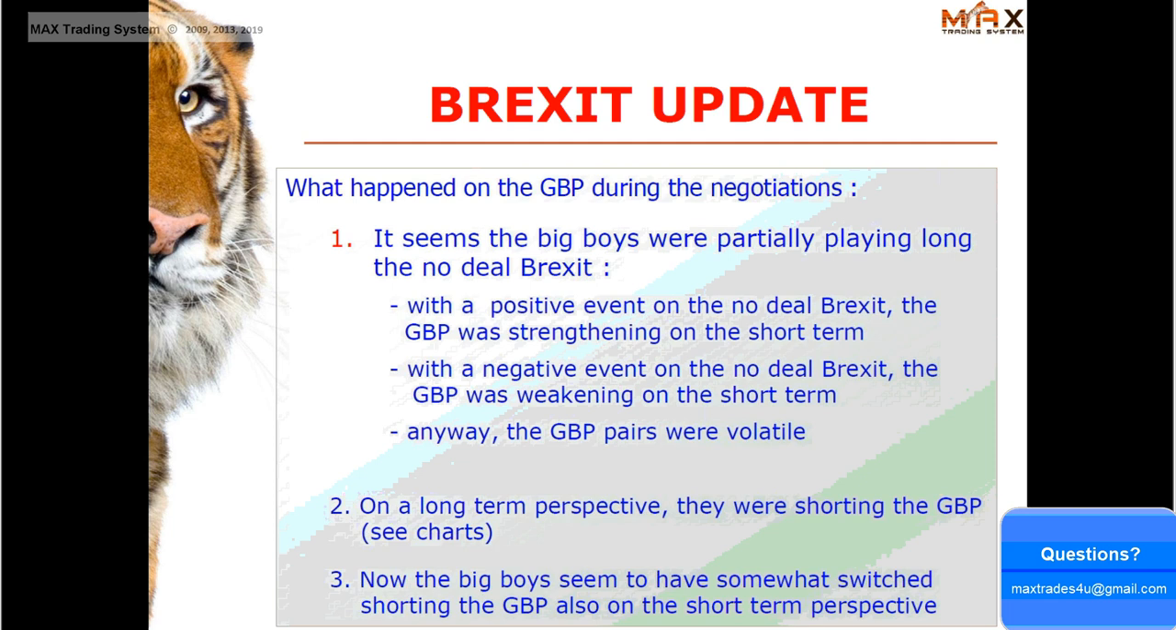But during all that period of the negotiations, we have seen very strange movement, or what I call strange movement. It seemed that the big boys, the big traders in the main banks, and I remember that more than 80% of Forex is controlled by 10 to 12 banks around the world, were at least partially playing long the pound in the case of a no-deal Brexit, because this is the big question.